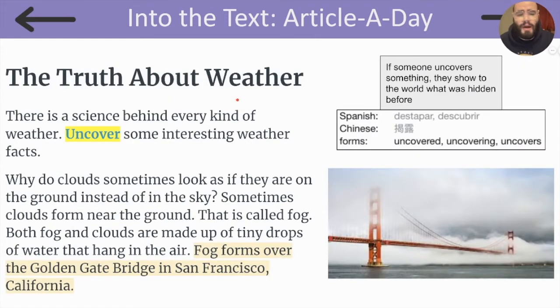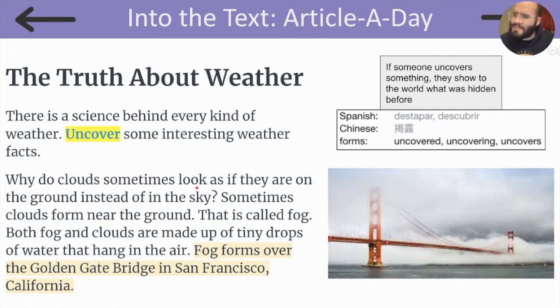The truth about weather. There is a science behind every kind of weather. Uncover some interesting weather facts. If someone uncovers something, they show to the world what was hidden before. In Spanish, we say destapar o descubrir.